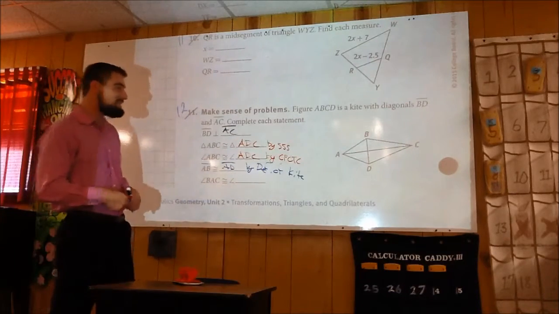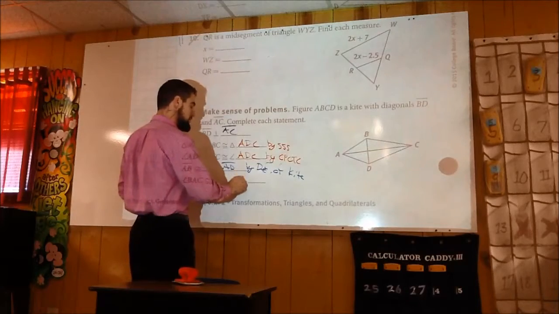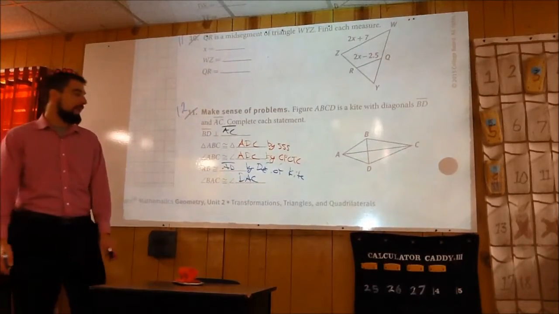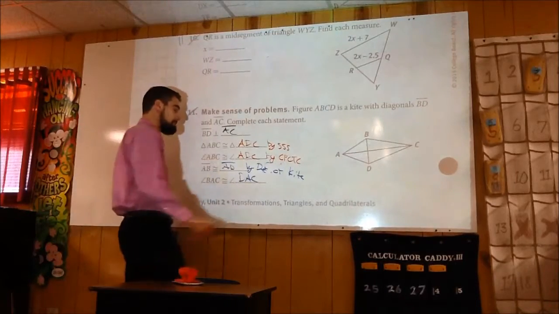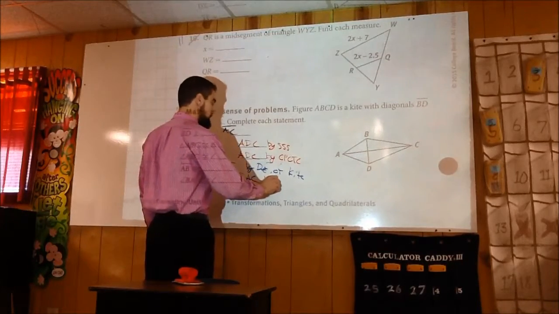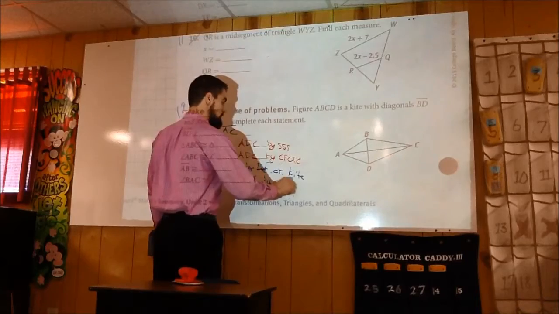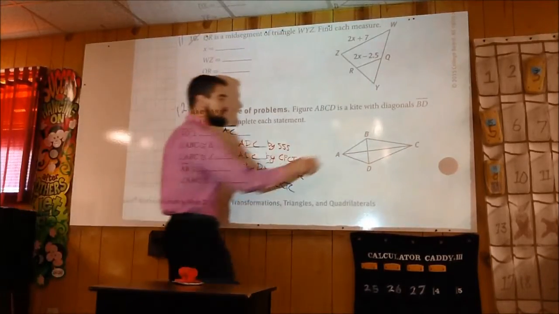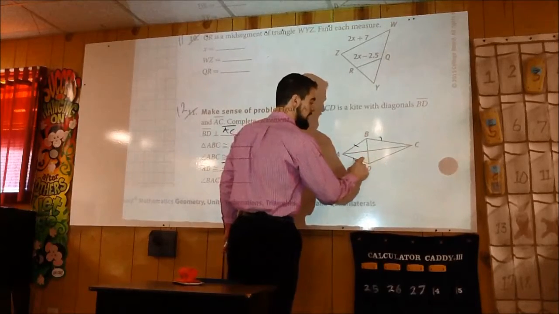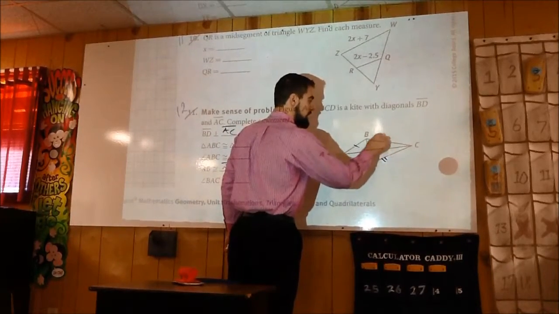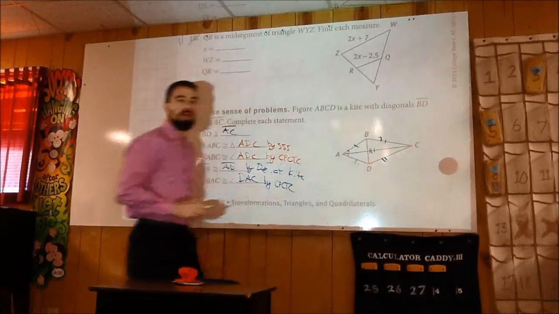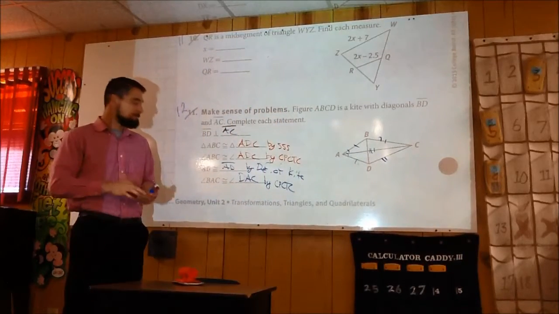Angle BAC is congruent to angle DAC. How do I know that? CPCTC. You prove that these two triangles are congruent by side, side, side, and then CPCTC is how you know that.